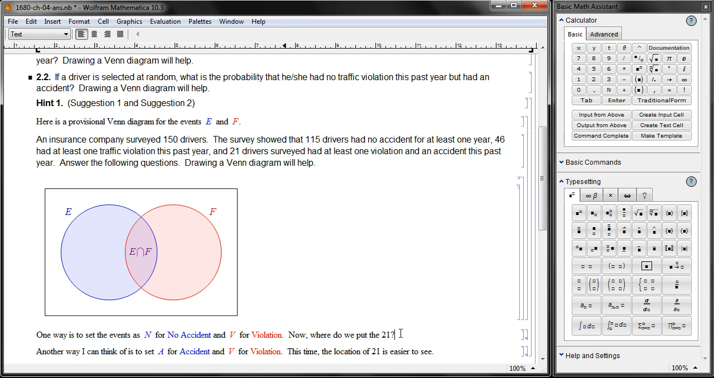The second idea is A for accident in place of this blue circle E, and V for violation for this red circle F. So blue is A, not N this time, and F is V. This time, the location of 21 is relatively straightforward. Had at least one violation and an accident. So inside V, inside red, and inside A, inside blue. So 21 goes inside. But will that make the problem easier? Think about that.